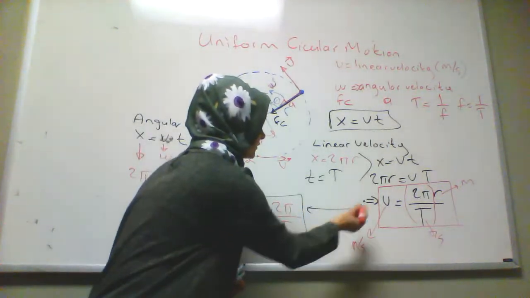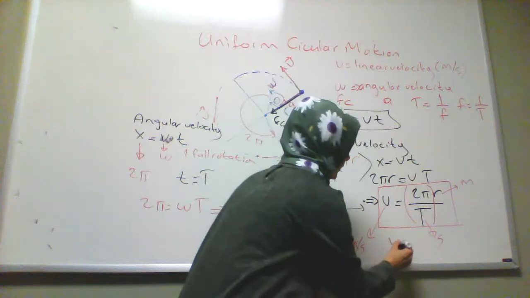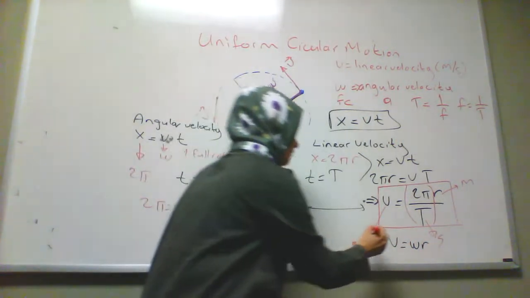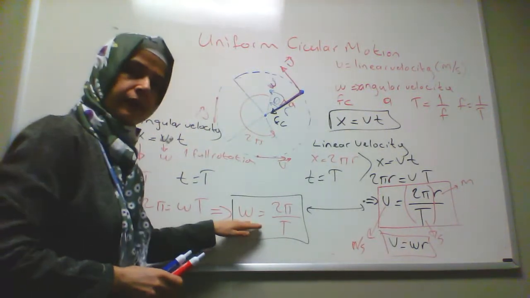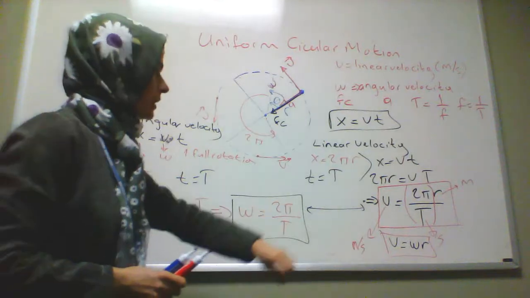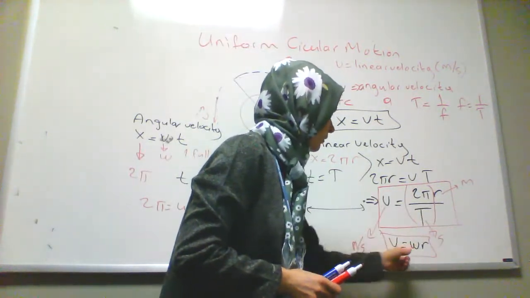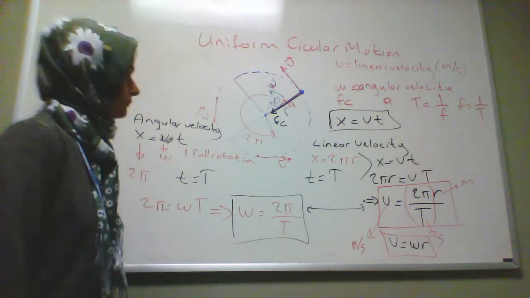So for v, the linear velocity, I can also write down, let me put it in here, v is equal to omega times r. Now depending on the questions we're dealing with, to solve for omega, angular velocity, we can use this. To solve for v, we can use 2 pi over T times r, or if we already know omega, omega times r will give us our linear velocity.